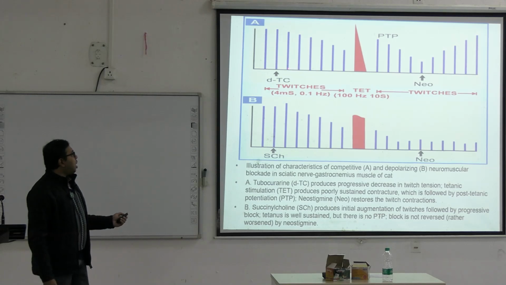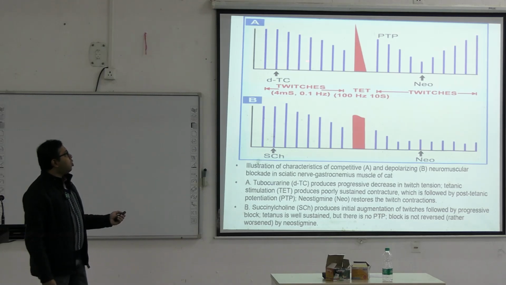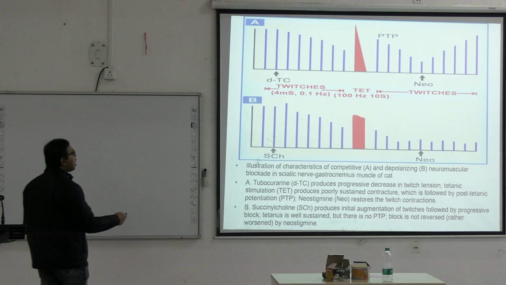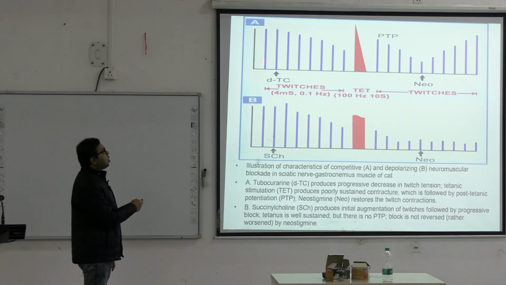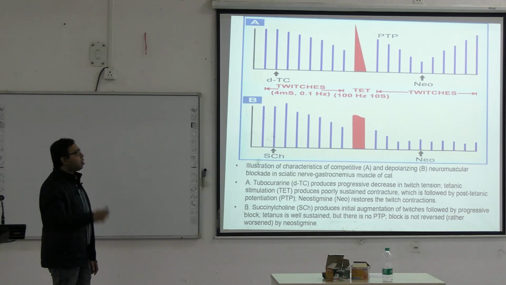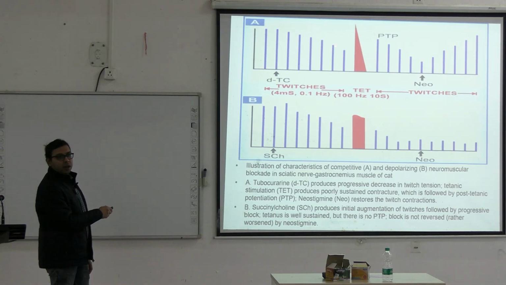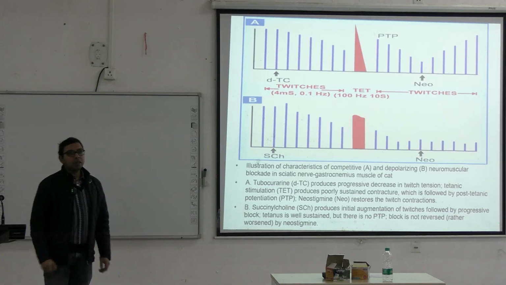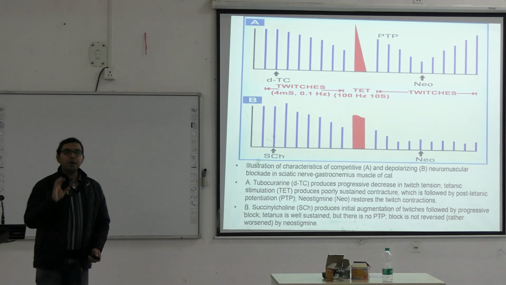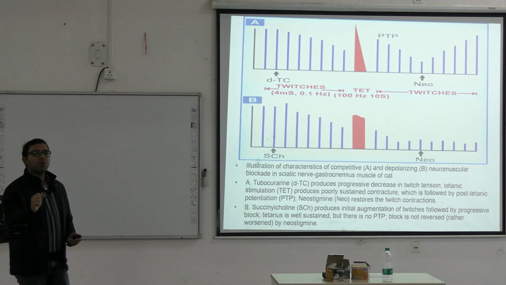So this is how the twitching response happens in competitive and depolarizing blockers. You can see d-Tubocurarine is given. This is the normal muscle response when an electrical stimulus is given. When d-Tubocurarine is given, there is a gradual decrease of the twitching response, a gradual decrease of the contraction. This is known as fading. Already we have said fading of the muscle contraction when d-Tubocurarine is given. When tetanic stimulation is given, tetanic stimulation means a rapid brief burst of electrical stimulus is given.